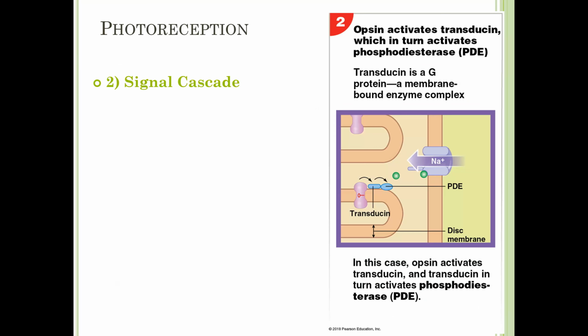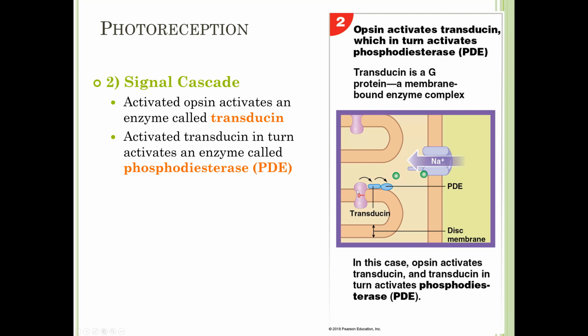Step 2 is a signal cascade that occurs because of the activated opsin. So we have this activated opsin, and when it changes shape, it's going to turn on or activate an enzyme called transducin, which sits right next to it. It's this little flat protein here. And then when transducin gets activated, it's going to activate another protein called phosphodiesterase, abbreviated PDE. So this is the little signal cascade. This means that one molecule turns on another, which turns on another, and it happens in a row. We call that a signal cascade.